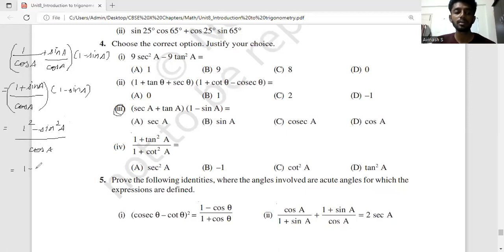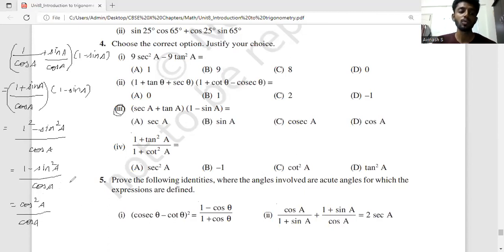Now, 1 square is 1, so 1 minus sin square a. And we all know that 1 minus sin square a is cos square a from the identity. So this will become cos square a, and the denominator is just cos a. One of the cos a in cos square a gets cancelled with the denominator, leaving you with cos a.